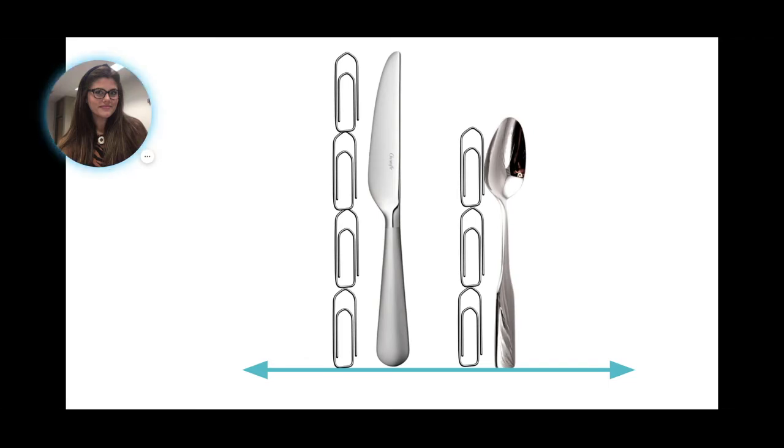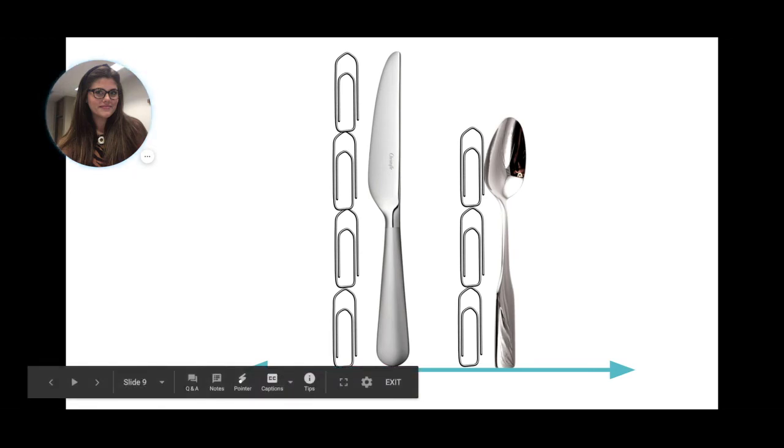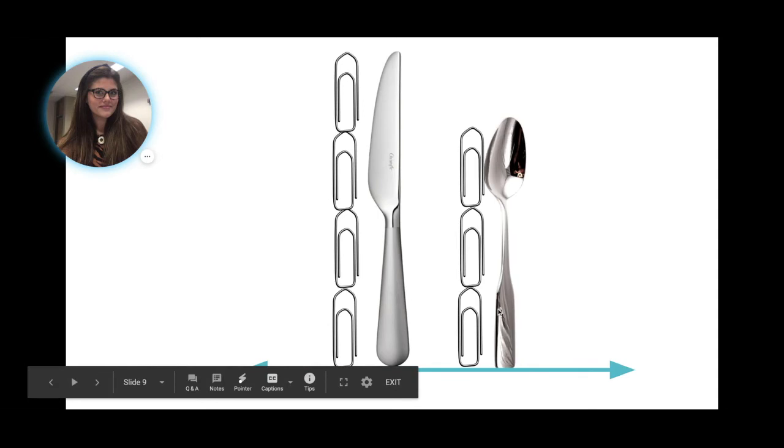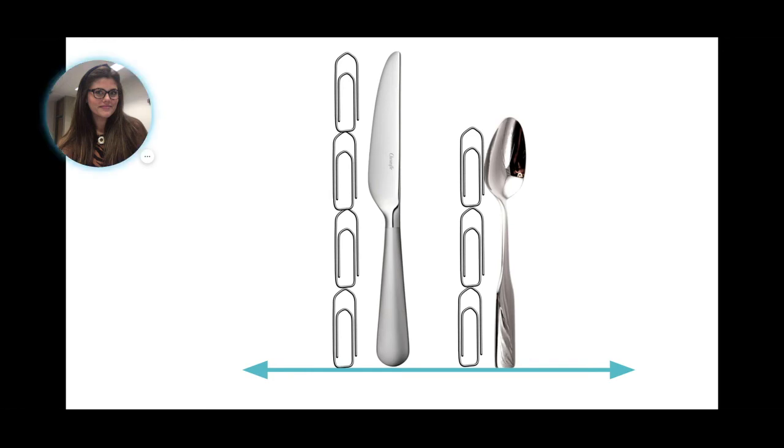Now, let's count. How many paper clips do we see right here next to the knife, Keeble Cubs? How many paper clips in height is the knife? That's right, friends. It's 4 paper clips tall. And what about the spoon? How many paper clips tall is the spoon? That's right, friends. It's 3 paper clips tall.